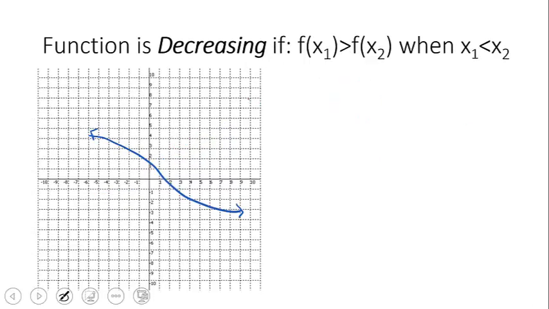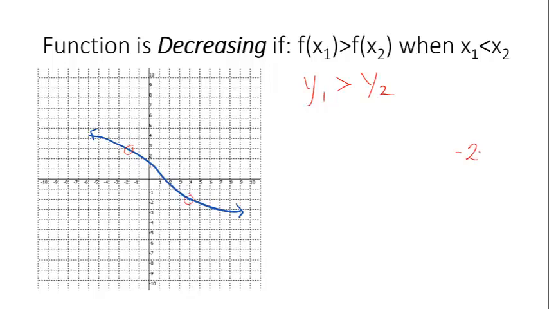Likewise, a function is said to be decreasing on an interval if f of x1 is greater than f of x2 when x1 is less than x2. And again, we know that these are the same as y values, so I can say y1 is greater than y2. So again, let's choose a couple x values. Let's say x is -2 this time, and x is 4.